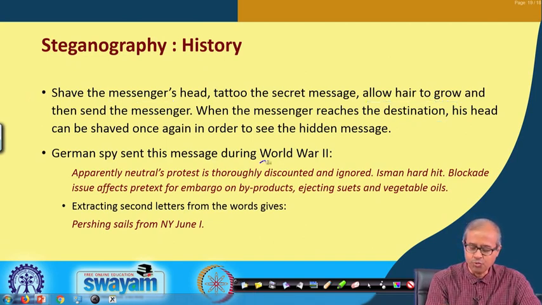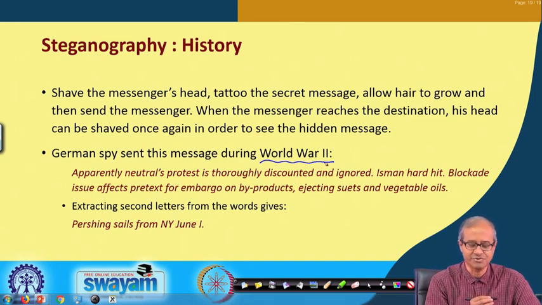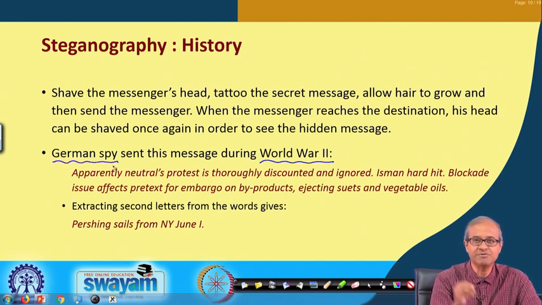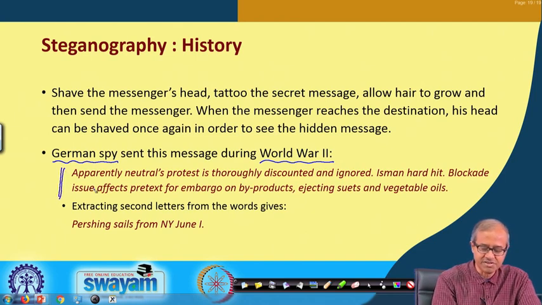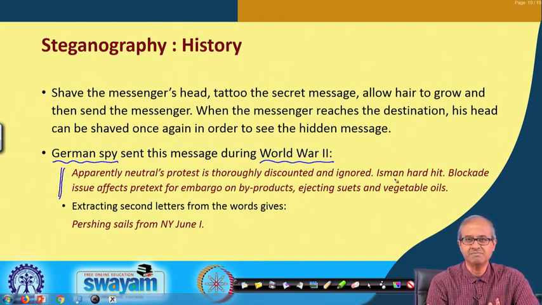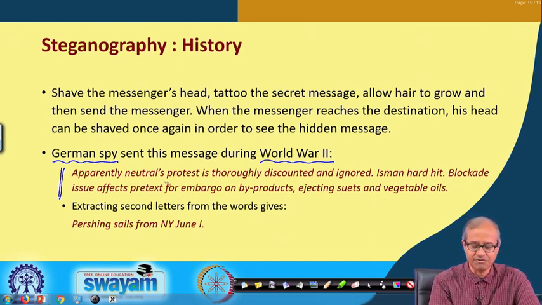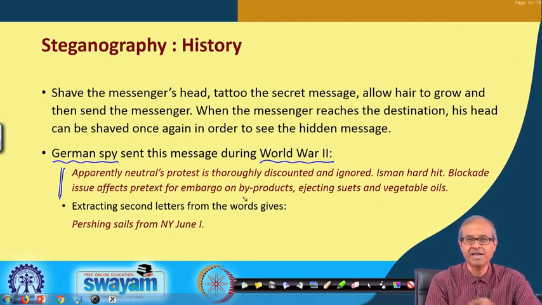And during World War II, some very simple type of this kind of steganography was used for some German spy to send a message from one post to another. So, the idea was very simple. He was carrying a printed message on a piece of paper, but the content of the message was apparently very straightforward, nothing suspicious. Let us say: "Apparently neutral's protest is thoroughly discounted and ignored. Isman hard hit. Blockade issue affects pretext for embargo on by-products, ejecting suets and vegetable oils." Well, you cannot make anything out of it, but the sender and receiver know how the information was hidden.